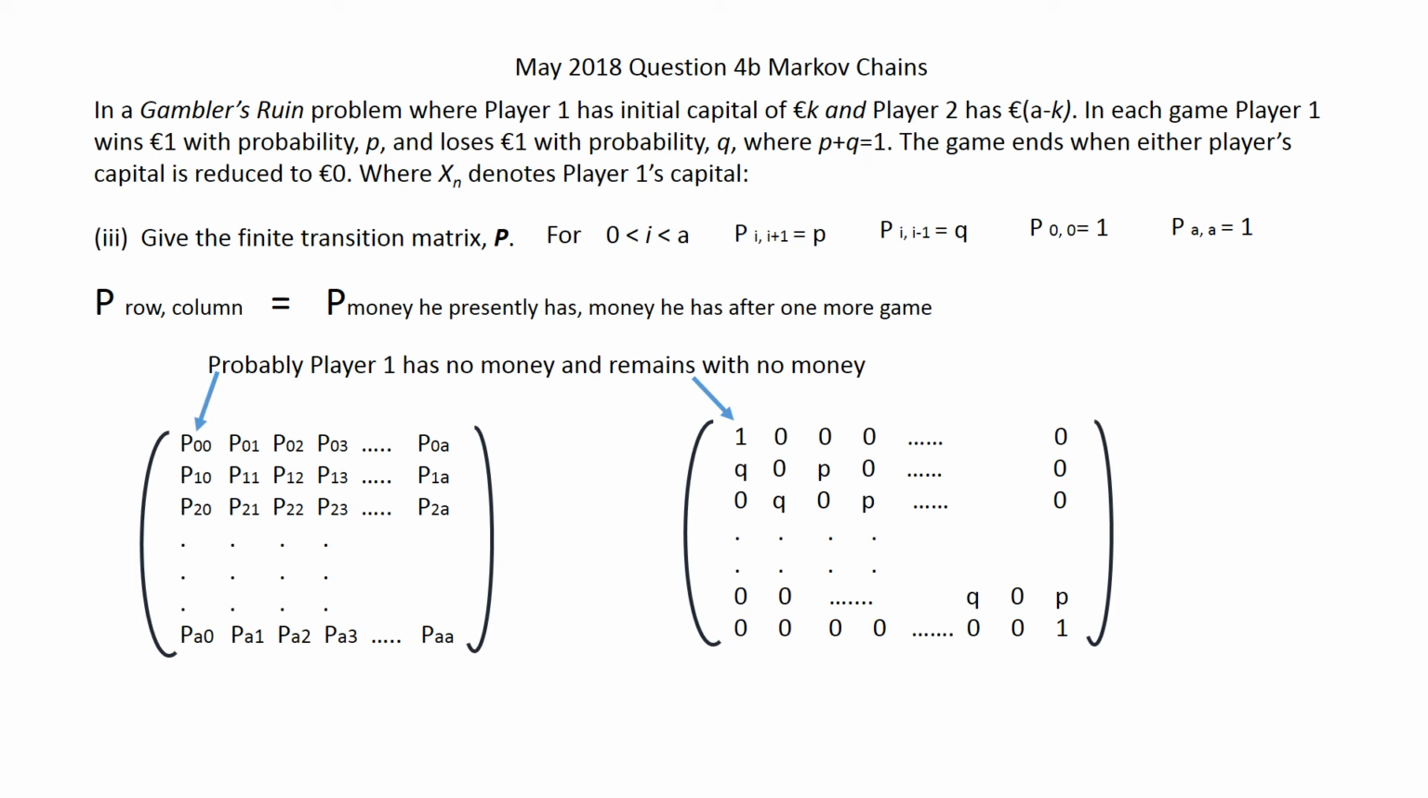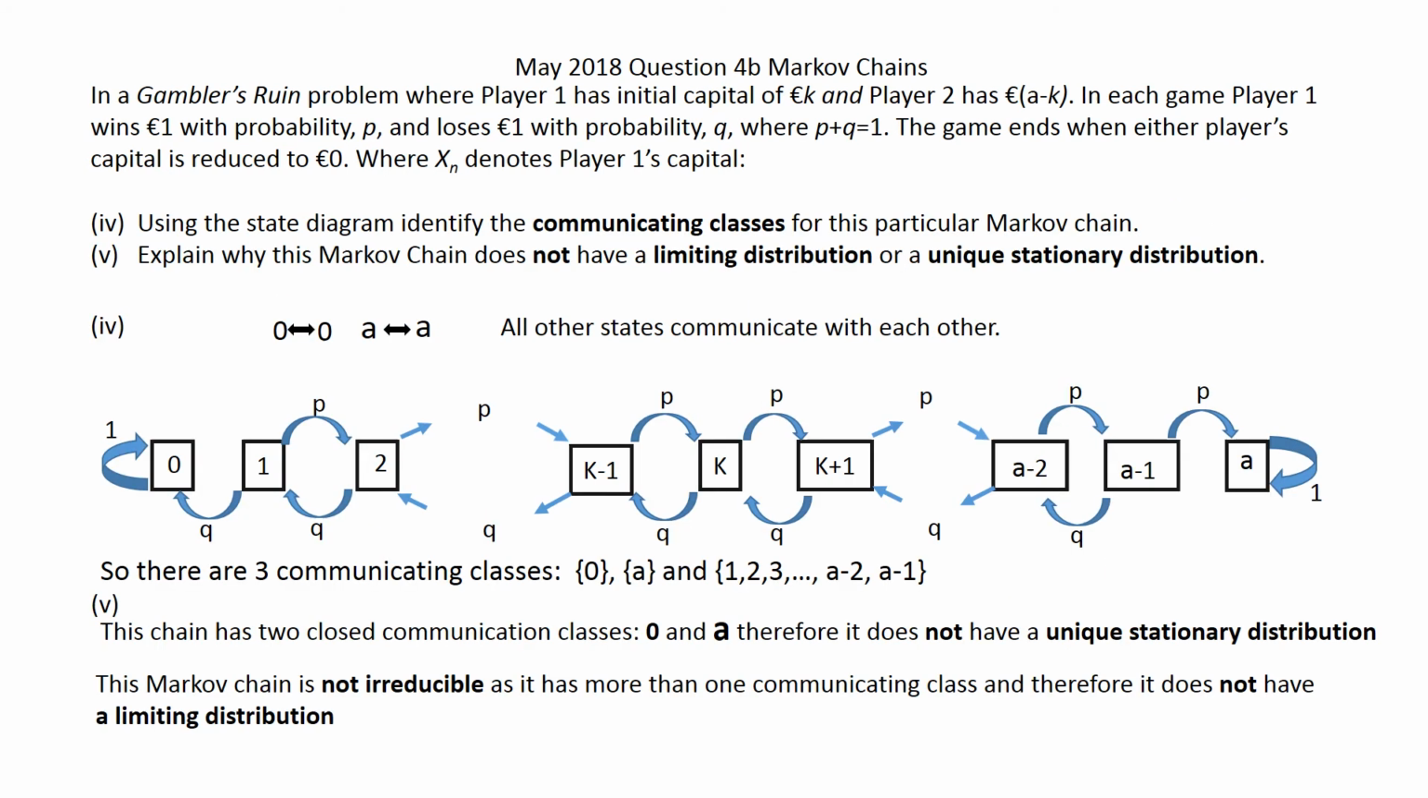The second last row in the right-hand matrix is when the player has A minus €1. If they have A minus €1, they can lose €1 and go to A minus €2. They can't stay at A minus €1. So if they're at A minus €1 and they win a game, they will get up to having A euros with a probability of P. Once they've got that, they'll stay there. So on the bottom row, the 1 is there.